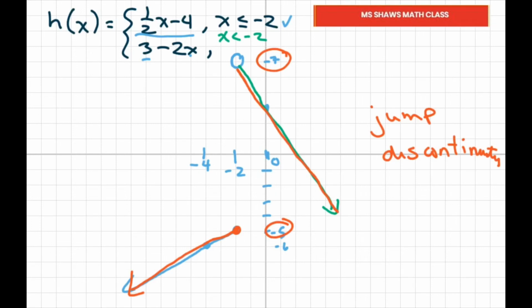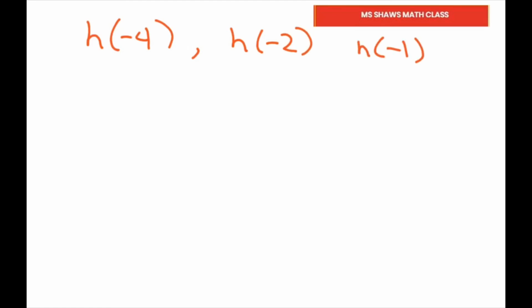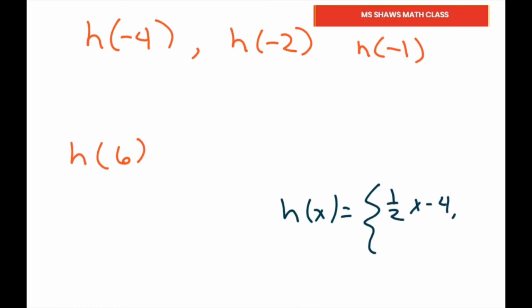All right. And then we have to do our evaluating. So we're trying to evaluate h of -4. I really apologize for not writing this down earlier. I usually do. And h of 6. Again, our function was 1/2 x minus 4 for x less than or equal to -2, and 3 minus 2x for x greater than -2.